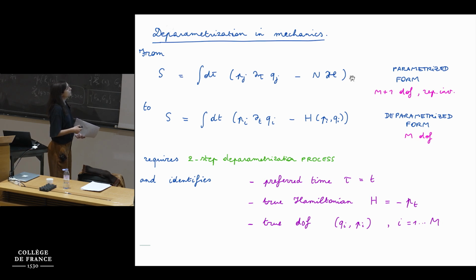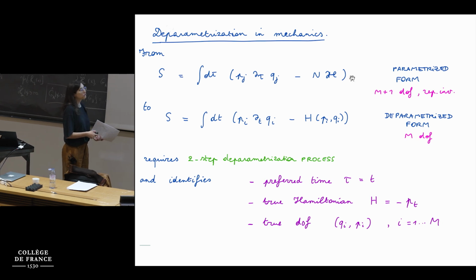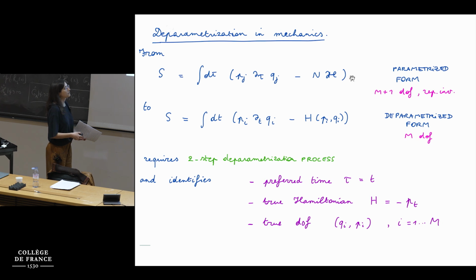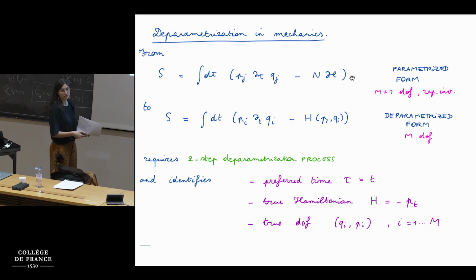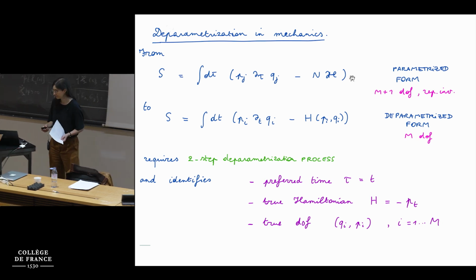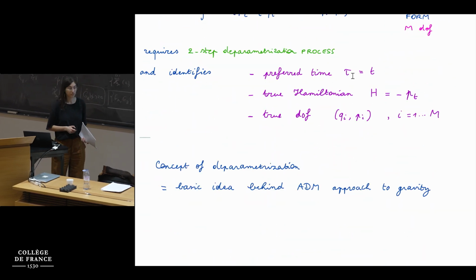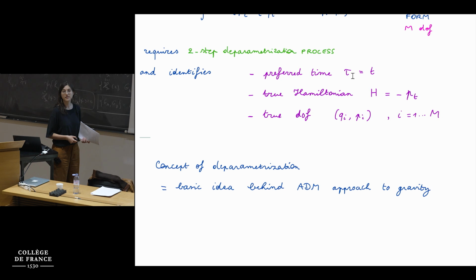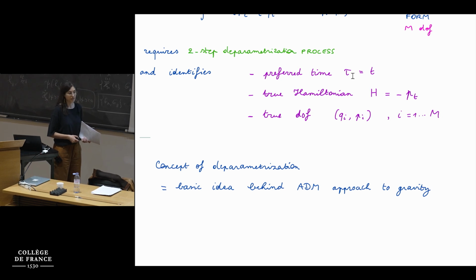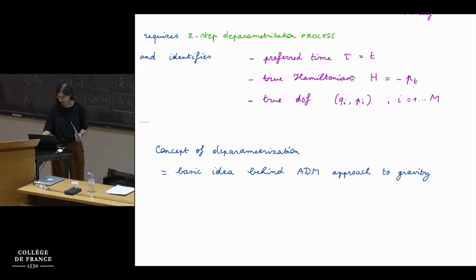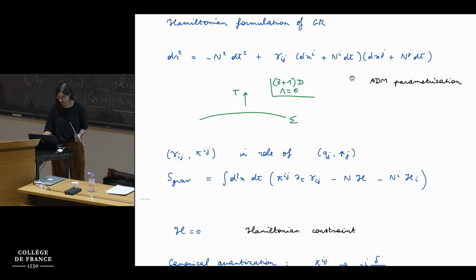We have this two-step deparametrization process, and what it does for you is it identifies a preferred time that we call t. It identifies a corresponding physical or true Hamiltonian, and it identifies corresponding true or physical degrees of freedom, which were the original degrees of freedom. So this is the concept of deparametrization, and it's the basic idea behind the ADM approach to gravity. With that, we can now switch to gravity.